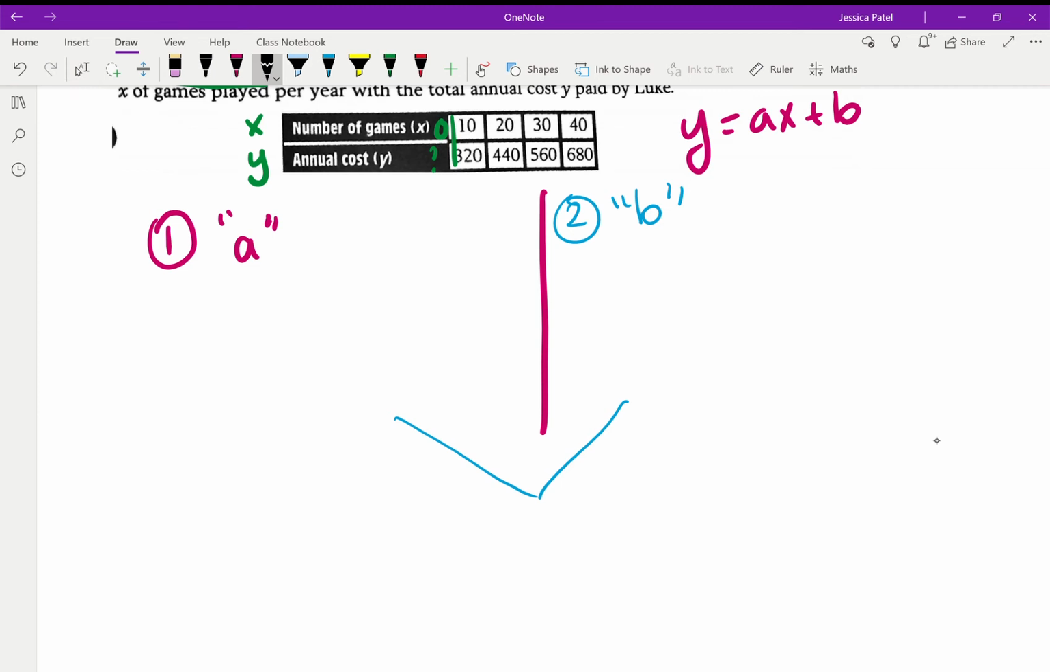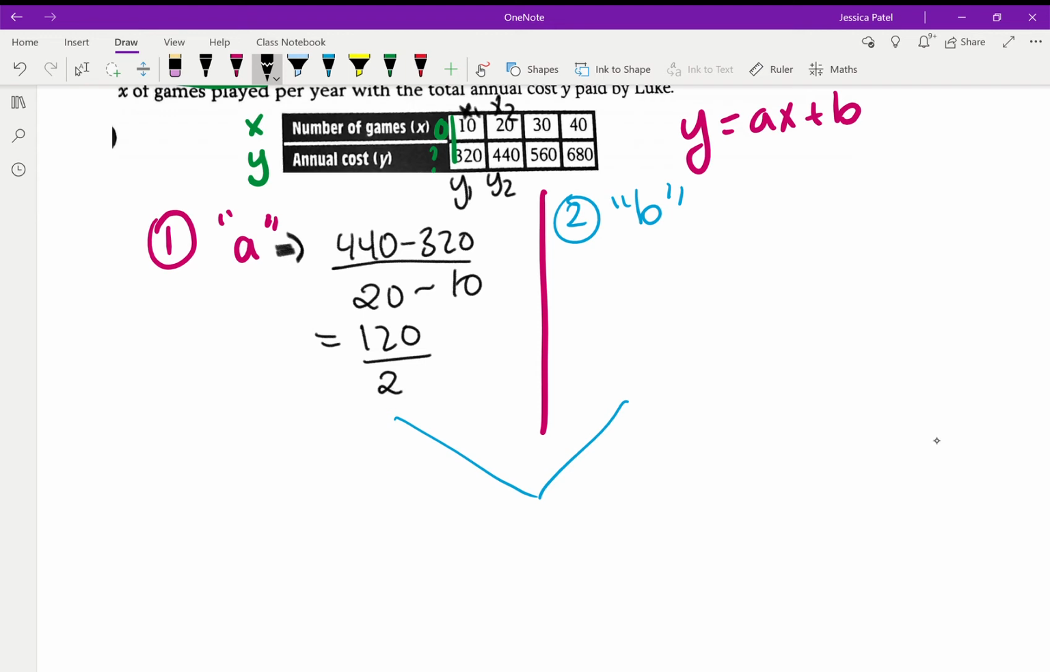Simple and sweet. Okay, so a is x1, y1, x2, again doing it wrong as always, x2. Why is it like that, guys? Because this is all the x's on top. I just keep confusing myself. y2, so y2 minus y1 over x2 minus x1, so that's 440 minus 320, 120, divided by 2, which is 60.